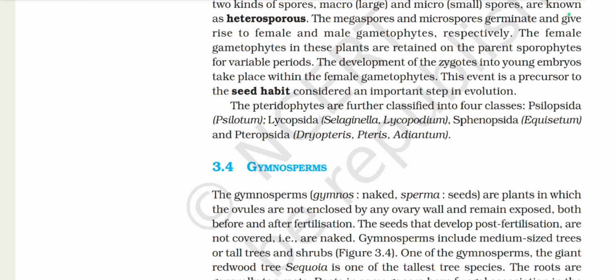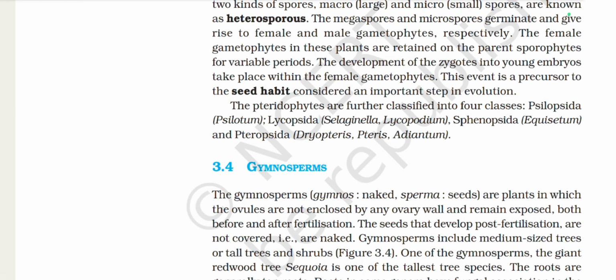This event is a precursor to the seed habit, considered as an important step in evolution. The pteridophytes are further classified into four classes. First class is Psilopsida, example is Psilotum; Lycopsida, Selaginella, Lycopodium; Sphenopsida, Equisetum; and Pteropsida, Dryopteris, Pteris, and Adiantum.